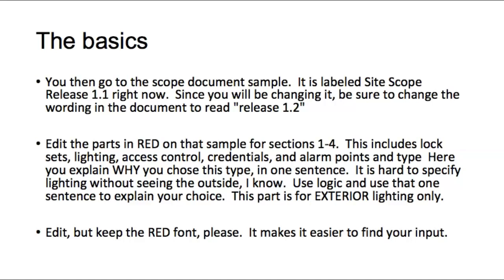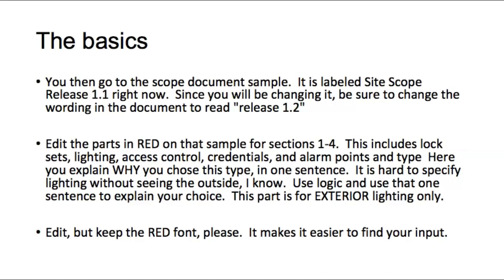Then go to the parts in red on that scope document. For sections 1 through 4, you're going to tell us what types of lock sets you're going to use on each room and why. You're going to tell me about the lighting, and it's just the exterior lighting. You're going to tell me whether you're going to use access control, and if so, where you're going to use it, and what credentials you're going to want to use. Is it an access card? Is it fingerprints? Is it facial recognition? Whatever you want to use, you can use. Just remember, costs are going to become an issue at some point, and the card reader reading an access card is the cheapest version, and they go up from there. So just let your conscience be your guide on that.